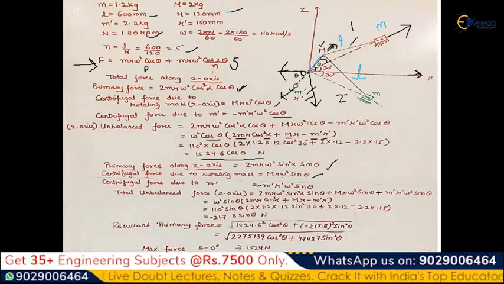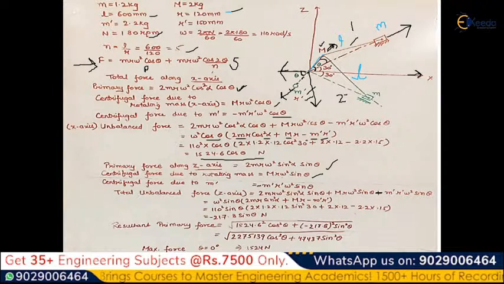Now to get the resultant or total force along the z-axis, we add all the three forces that we have calculated, the primary force and the centrifugal forces. Omega square sine theta is common. We take it out of the bracket and we place all the known values that we already know.